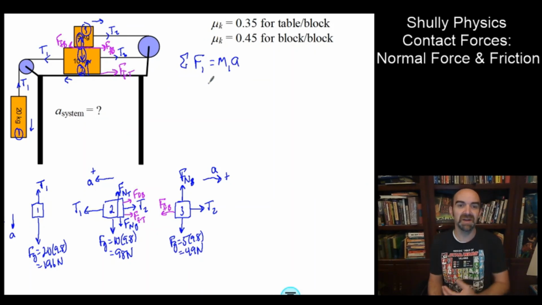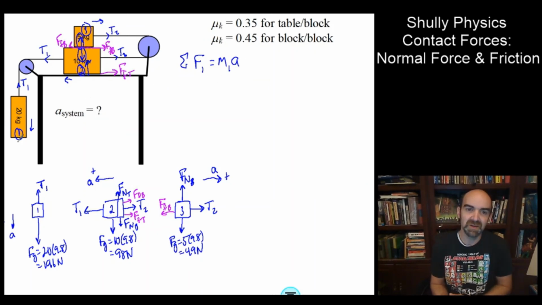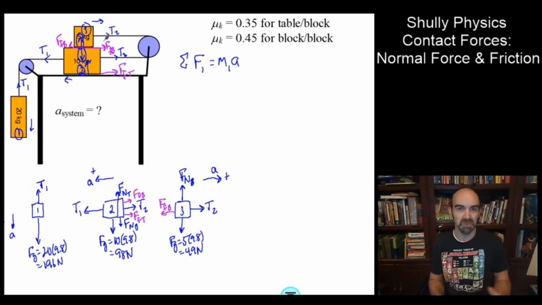Now all these blocks, if this one moves down and accelerates down, it'll be the same as the acceleration of the 10, it'll be the same as the acceleration of the 5. They're just going to be moving in different directions. But the acceleration rate, that magnitude, is going to be the same for all of them. So I'm just going to leave it as an A.